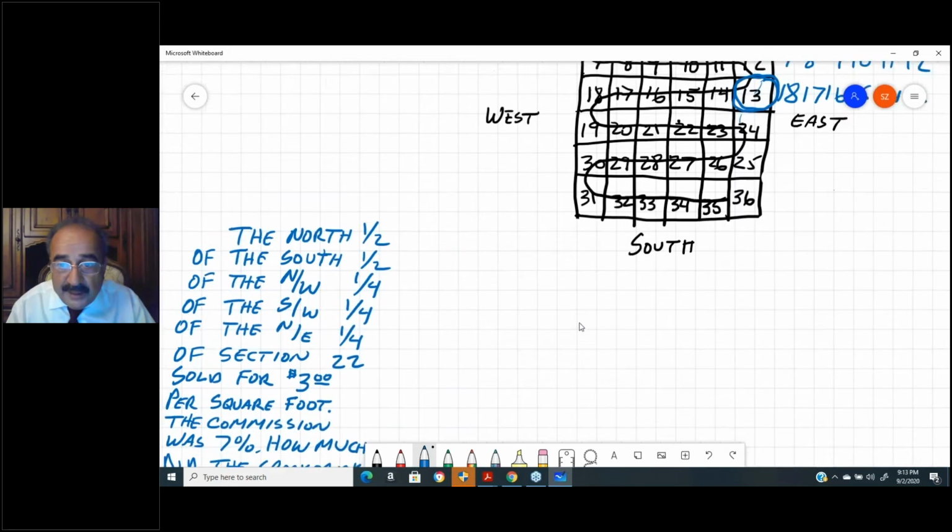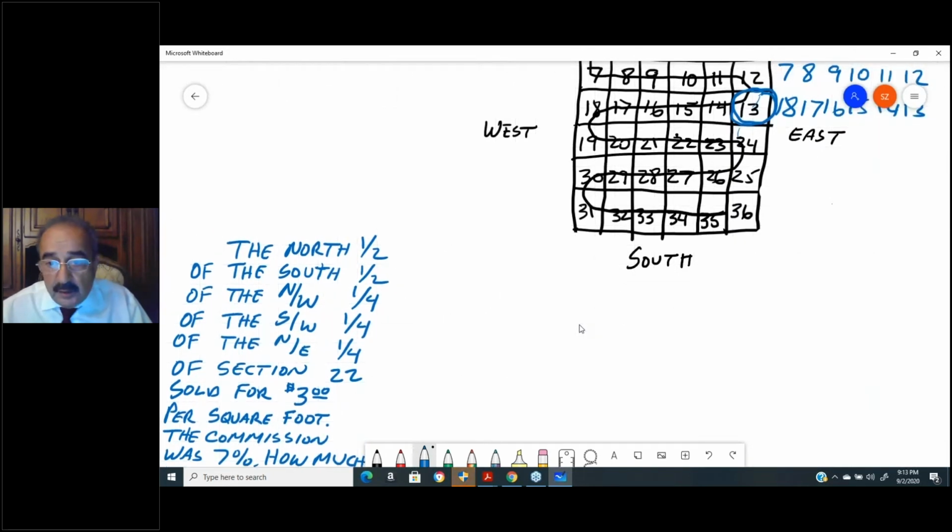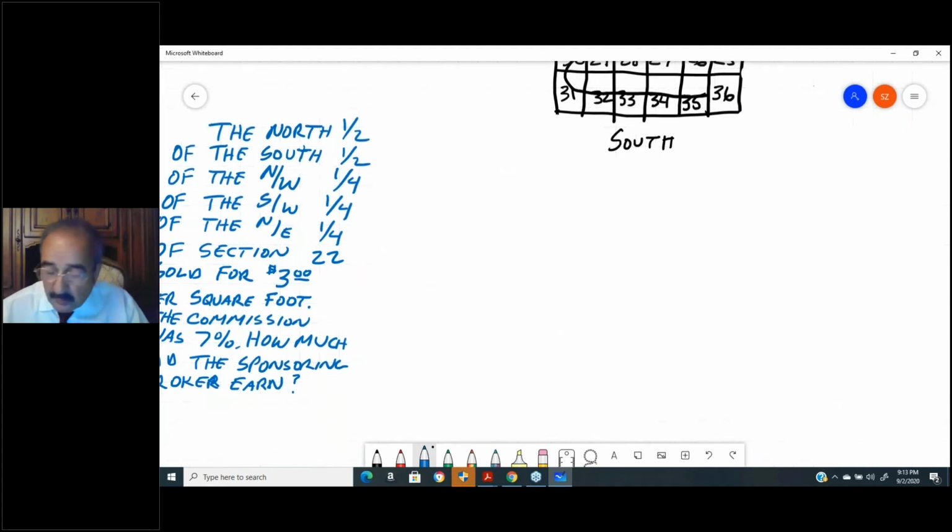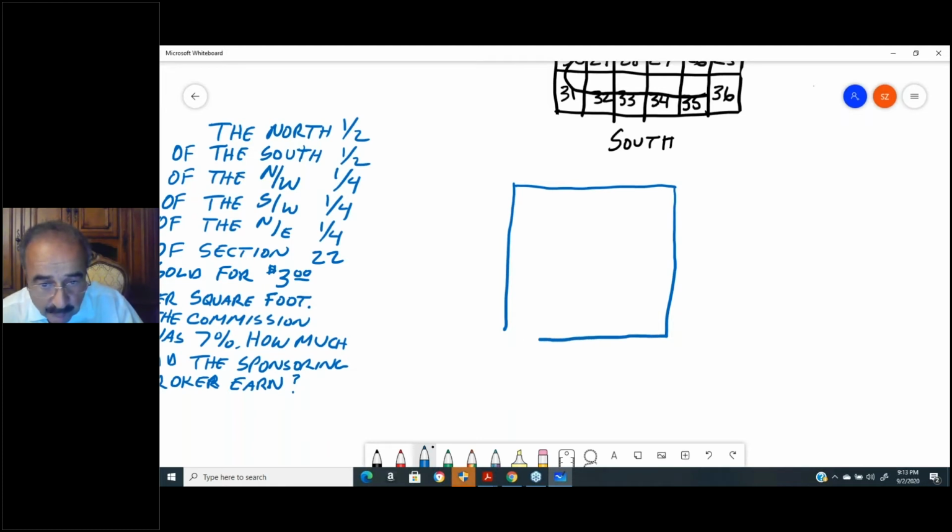Now, if I go back to my township over here, you see section 22 is right here. I'm boxing it up in blue. Section 22 is 1 mile by 1 mile. So here's section 22. It's 1 mile by 1 mile, and it contains 640 acres. A 1 mile by 1 mile section contains 640 acres. So I got section 22 done.